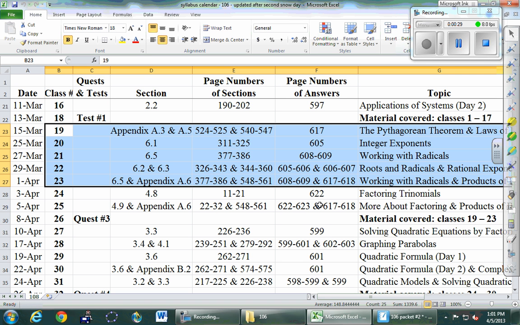Tenzin had asked if there are any word problems on the quest. The answer is no. There's no word problems. It is really just, can you simplify exponents? Can you simplify radicals? Okay.